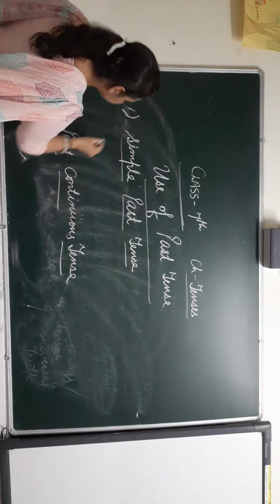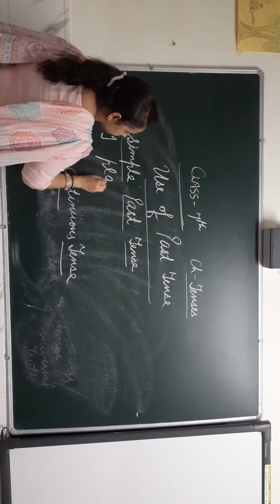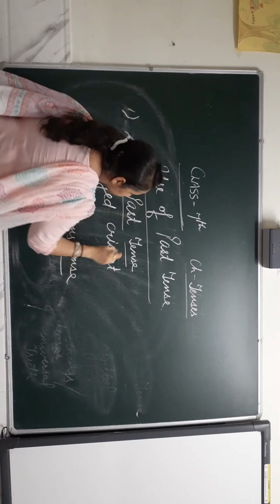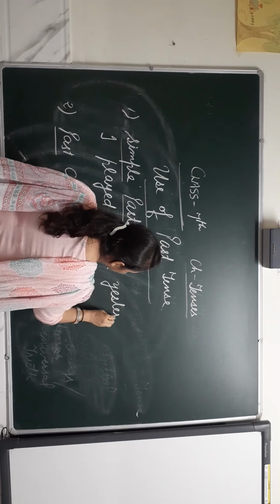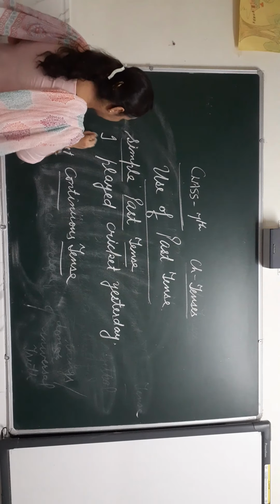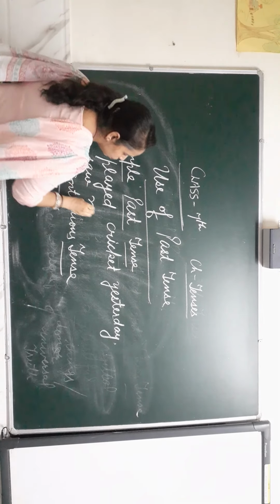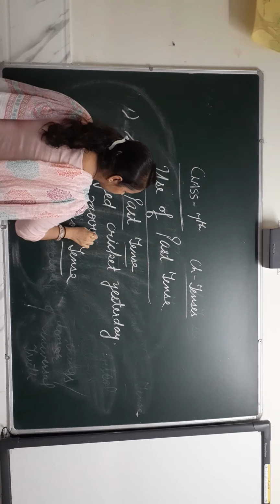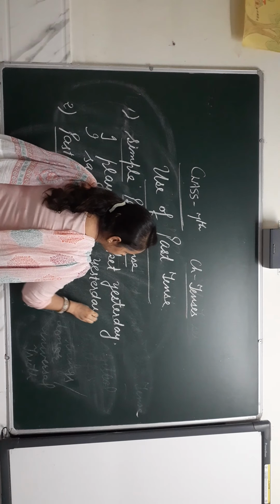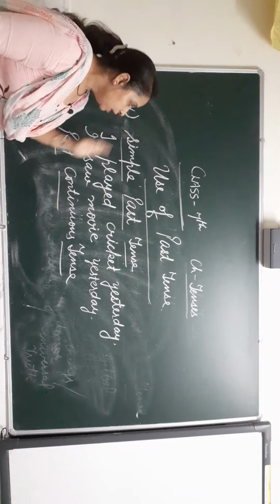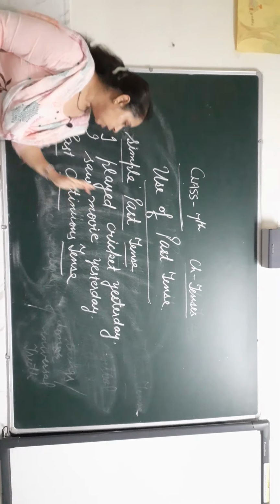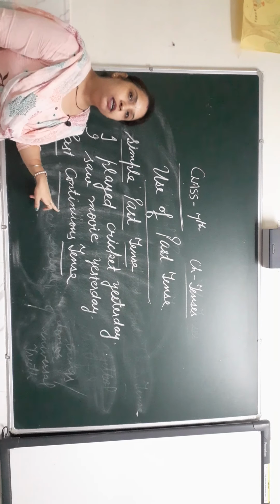For example, I played cricket yesterday, or you can say I saw the movie yesterday. So like this, which one action took place in the past time, that action is shown in simple past tense. Okay, now let's see the use of past continuous tense.